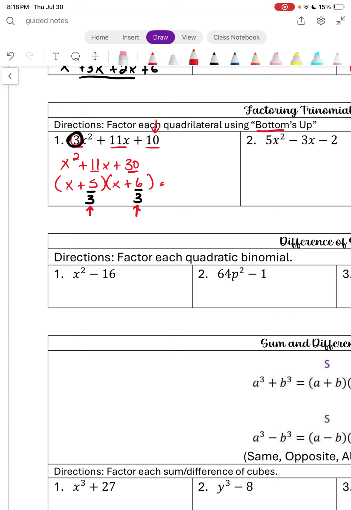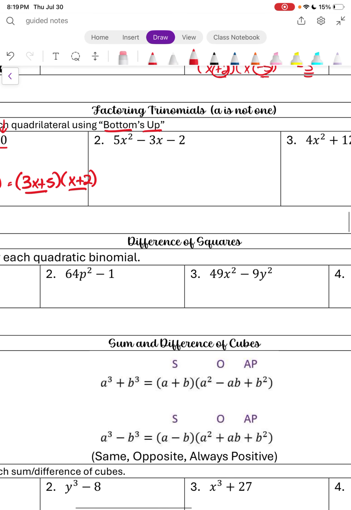This is where it gets the name bottoms up. Whatever is on bottom, you will then move up back in front of the x. So that will be 3x plus, we move the 3, so it's going to be 3x plus 5, times x plus, since this will divide, you just divide it. That's going to be what it factors into. Let's try a couple more.